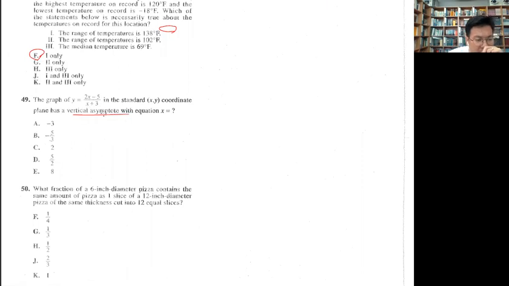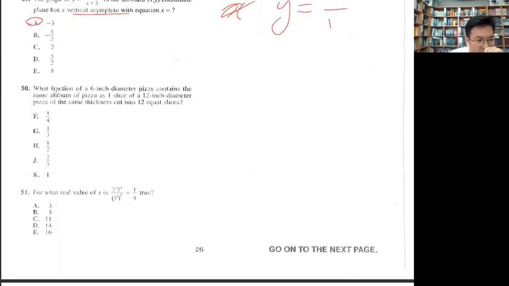Vertical asymptote is always denominator equal to 0, so it's -3. If it is horizontal asymptote, it has to be y equals the highest coefficient 2/1. So if it is the horizontal asymptote. What fraction of 6-inch diameter pizza contains same amount of pizza of one slice of 12 diameter?